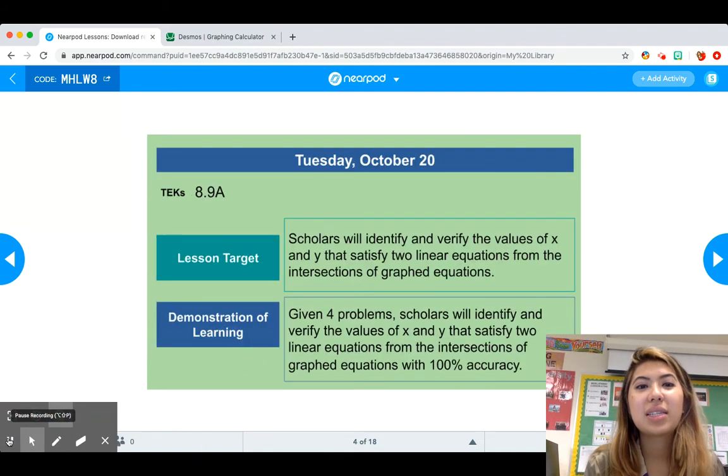Our TEK for today is 8.9a. Our lesson target is that scholars will identify and verify, which means to confirm the values of x and y, so a solution that satisfies two linear equations, which are also called system of equations, from the intersections of graphed equations. Then our DOL is given 4 problems. Scholars will identify and verify the values of x and y that satisfy two linear equations from the intersections of graphed equations with 100% accuracy.